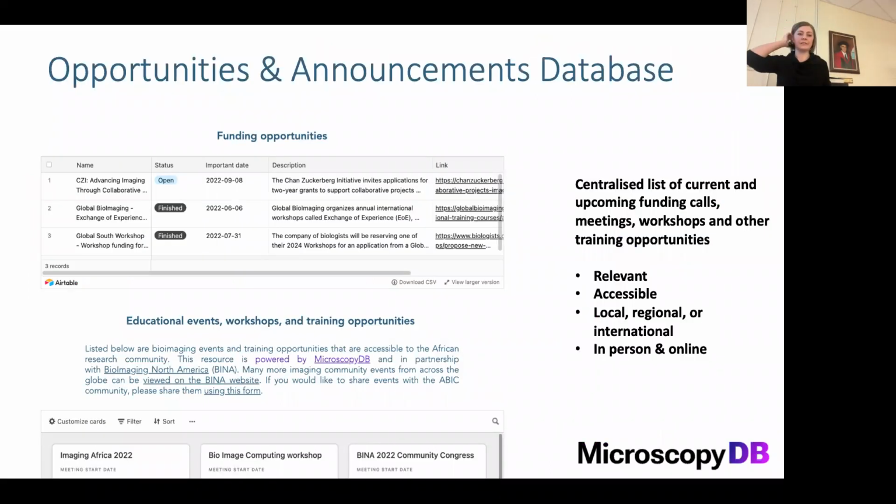And we have this opportunities and announcements database then on our website, where we are posting, some manually and some with Microscopy DB, just opportunities that are relevant, accessible, free of cost, their sponsorship opportunities, whether they are in person or online.